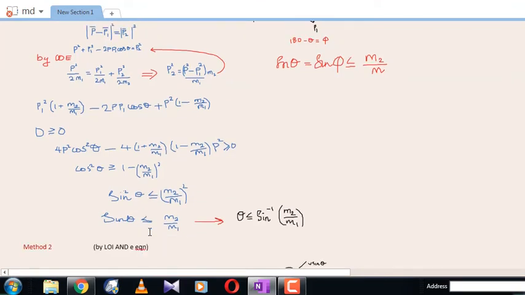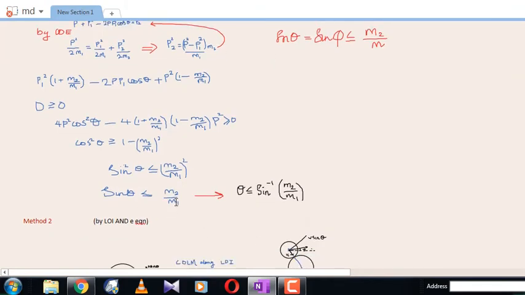Take roots on both sides; since both of them are positive quantities, there is no issue of taking roots. So sin theta is less than m2 by m1, theta is less than sin inverse m2 by m1. So theta is less than or equal to sin inverse m2 by m1, so the maximum value of theta is sin inverse m2 by m1.